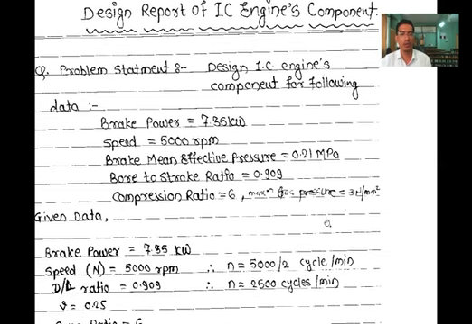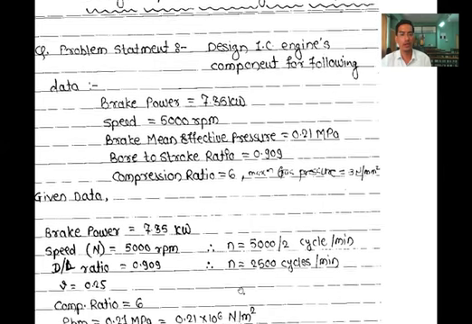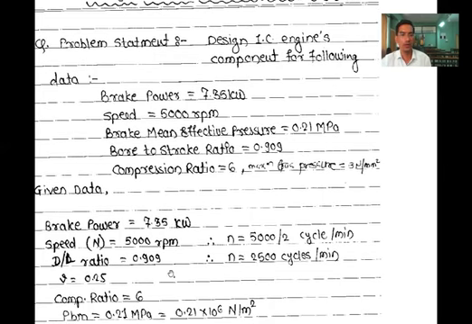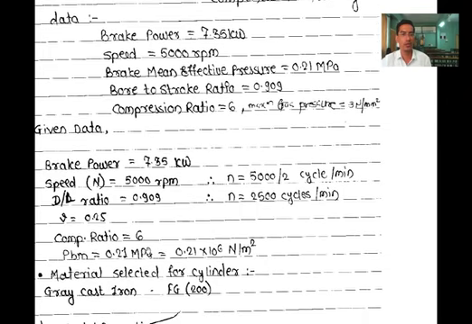So the given data: brake power is 7.35 kilowatt. Speed is 5,000 RPM, so N is equal to 5,000 by 2, that is 2,500 cycles per minute. The diameter to length ratio is 0.909. Then 0.25 is the viscosity given. The compression ratio is 6, and the brake mean effective pressure is 0.21.